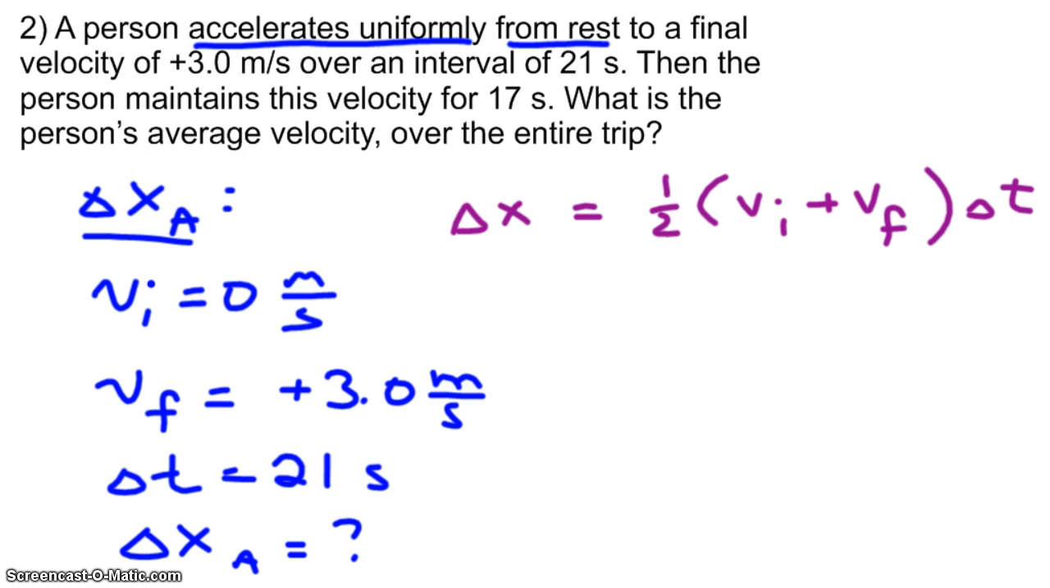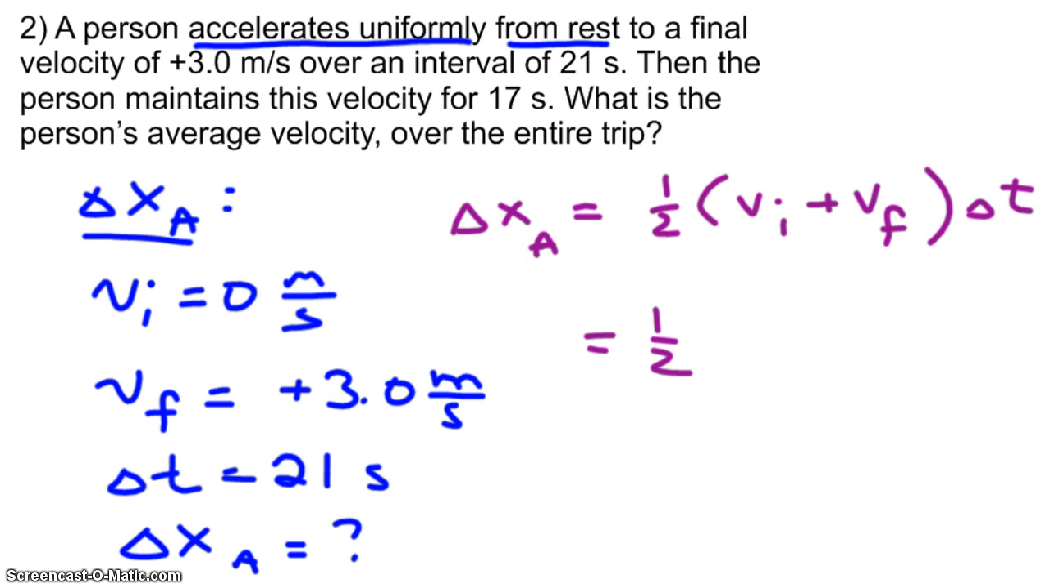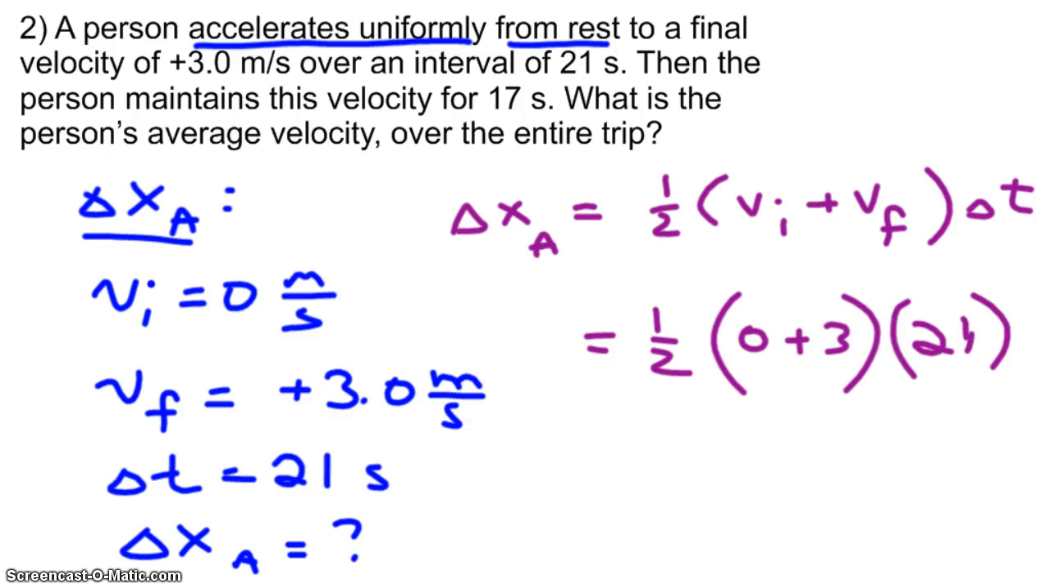And because we're talking about segment A, I'll go ahead and add in my subscript, delta X sub A. So I know VI, I know VF, I know delta T. I have one unknown and one equation, which means I can solve for my unknown. So you solve for the unknown, you plug in the value of VI. VI was 0, wonderful, that's always easy. VF was 3 meters per second, I'll leave off the units. The time was 21 seconds. This calculation will give us the value of delta X sub A.